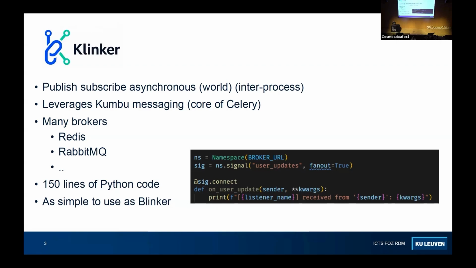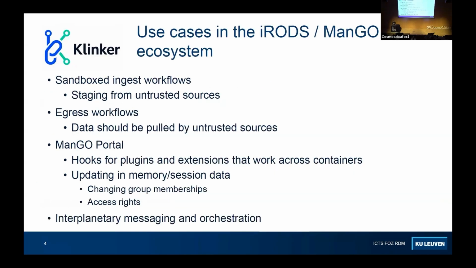So I decided I want to have something like Blinker, simple for a programmer. It's just with some decorators that you define a signal and then you say the functions that need to listen and act upon that signal. Again, inspired by Blinker, I created this. It basically leverages the messaging layer, the core of Celery, which also powers Mango Flow. So it supports many brokers like Redis, RabbitMQ. It's very small. It's under 50 lines of code. That's also because I'm relying on the shoulders of giants, as they say. And it is as simple to use as Blinker.